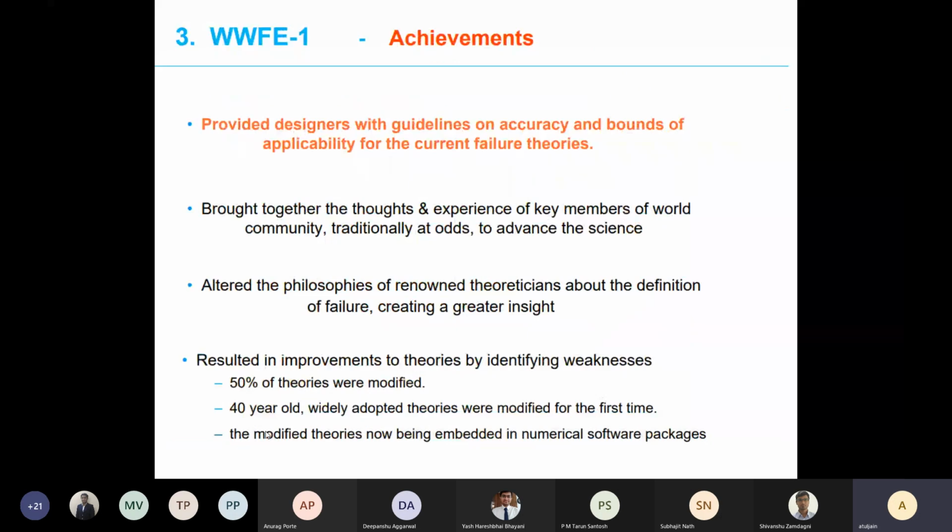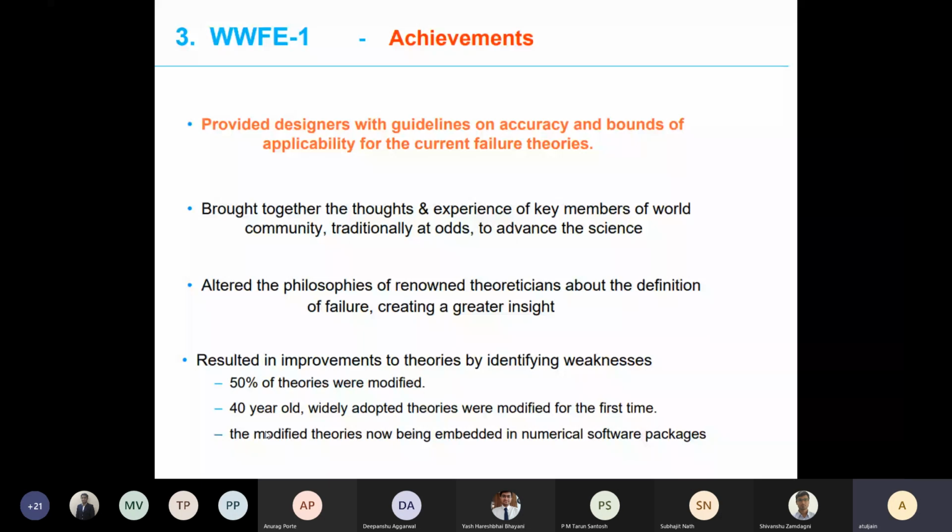So basically what they found out was that none of the theories of failure was accurate enough. It provided designers with guidelines on accuracy and bounds of applicability. That is, how much can you really trust these theories of failure? It brought together different members of the community.